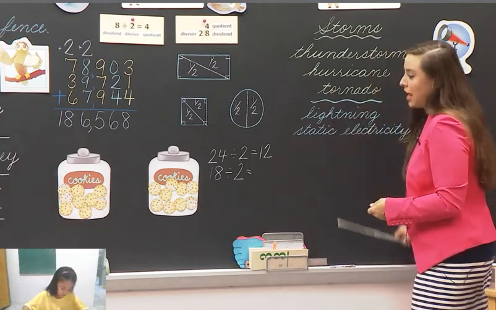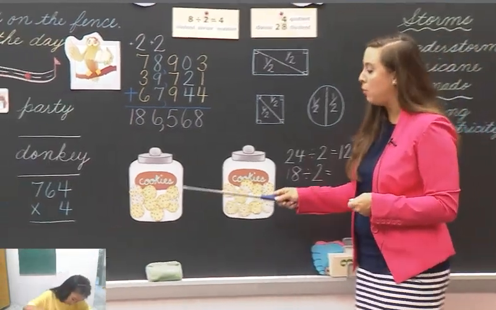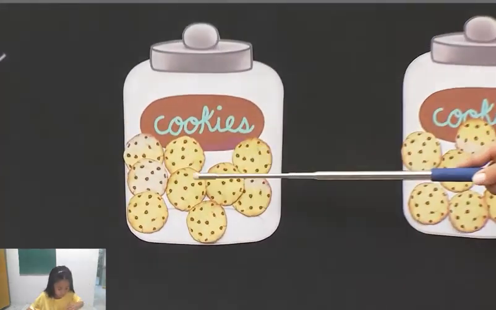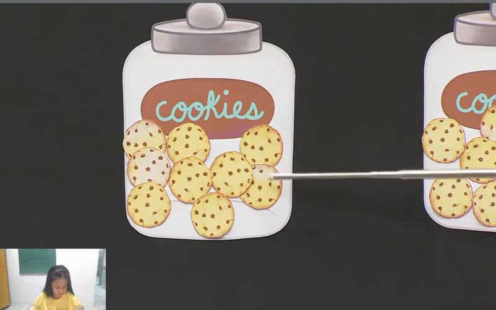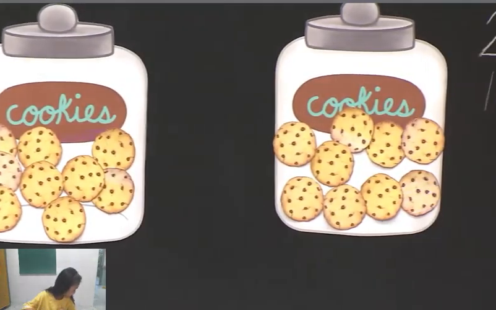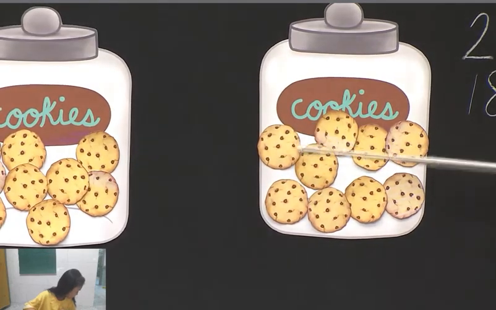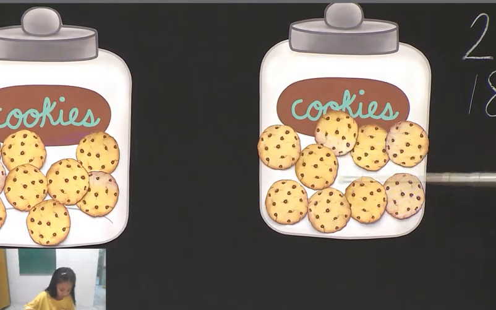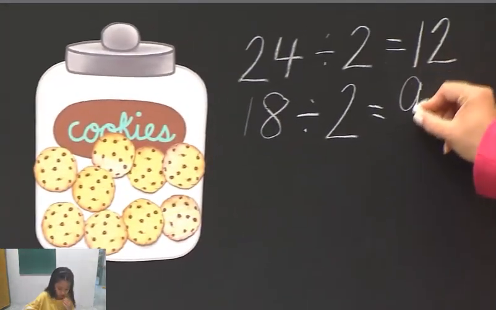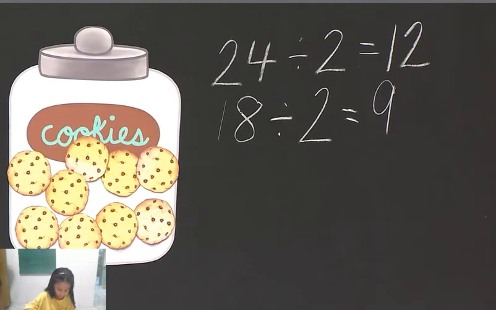So let's take a look at how many cookies. You can count while I point. Ready? 1, 2, 3, 4, 5, 6, 7, 8, 9. And just to make sure it is 9, let's count the boys' cookie jar. Ready? 1, 2, 3, 4, 5, 6, 7, 8, 9. Good. So 18 divided by 2 equals 9.